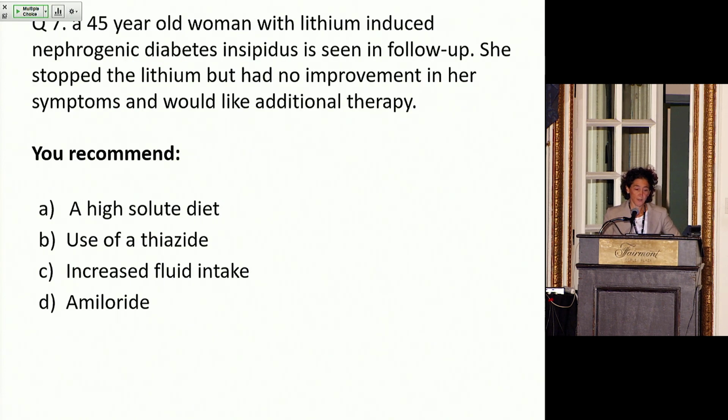Okay, so question 7, sort of on the same theme. A 45-year-old woman with lithium-induced nephrogenic diabetes insipidus is seen in follow-up. She has stopped lithium, but she's had no improvement in her symptoms, and she would like additional therapy. You recommend a high-solute diet, the use of a thiazide, increased fluid intake, or amiloride.